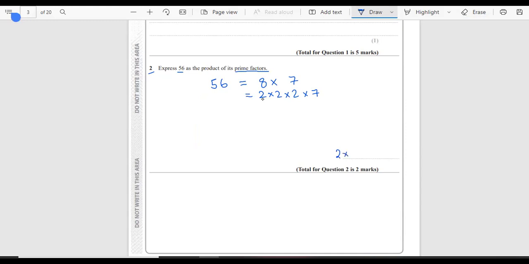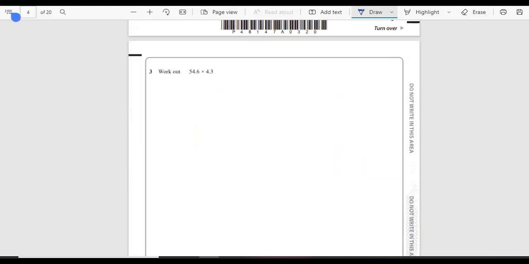Either you can write it down this way, 2 into 2 into 2 into 7, or you can write down 2 cubed into 7. Both of them are correct. Okay, this was an easy question. Let's talk about this one.